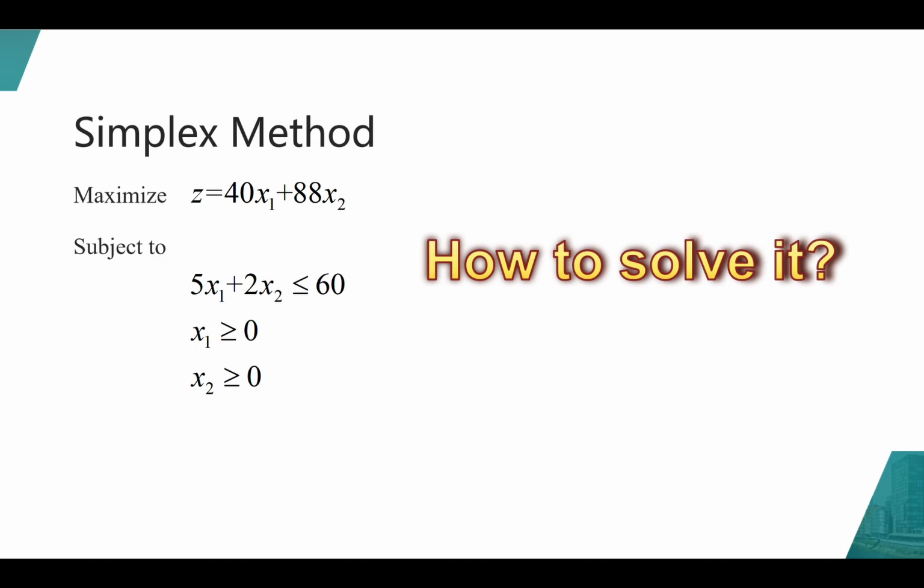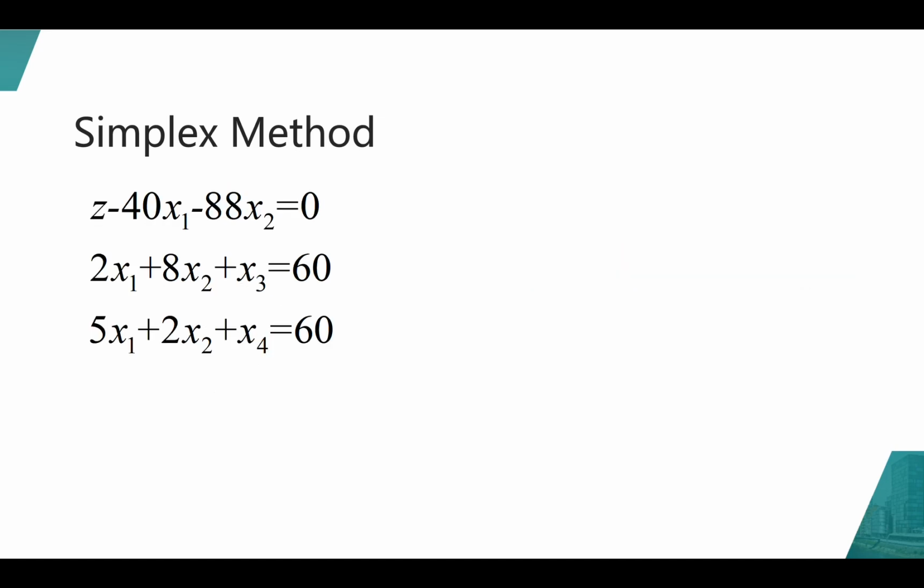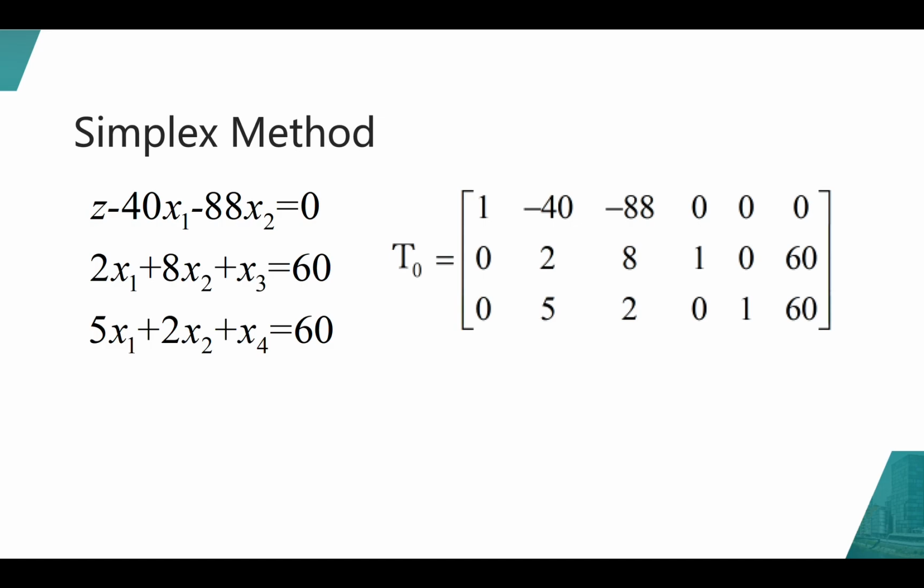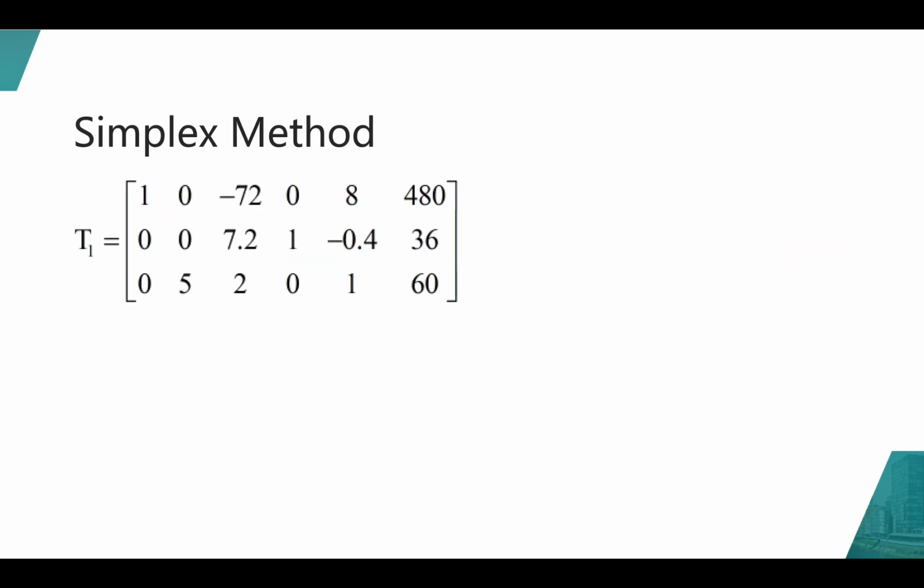So how do we solve this problem? We rewrite them as three equations and we get an augmented matrix T0. Let's look at row 1. The first negative number is minus 40 in column 2. Then we compare 60 divided by 5 and 60 divided by 2. Obviously, 60 divided by 5 is smaller, so we use row 3 to eliminate row 1 and row 2, and we get a new matrix T1.